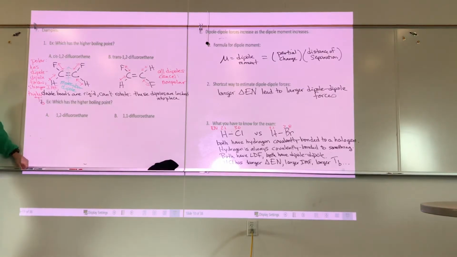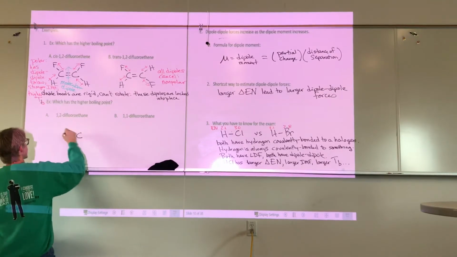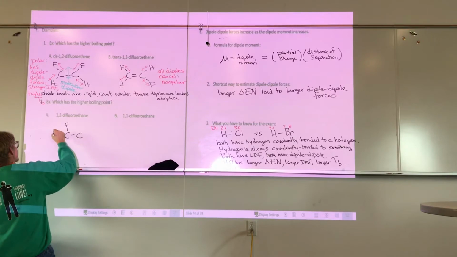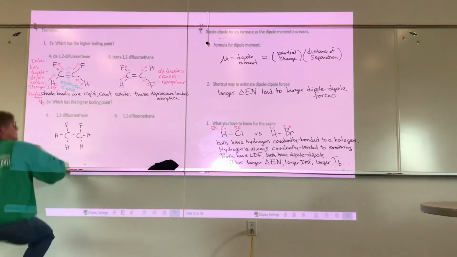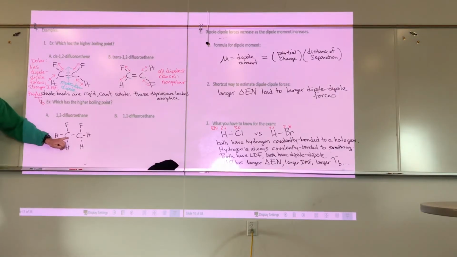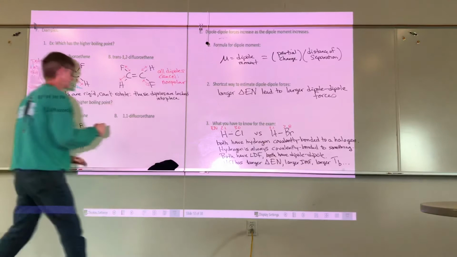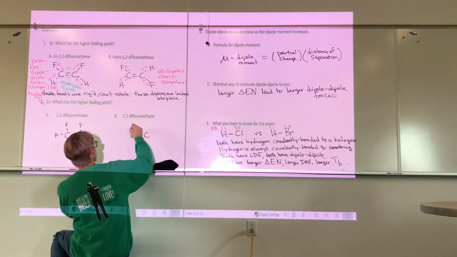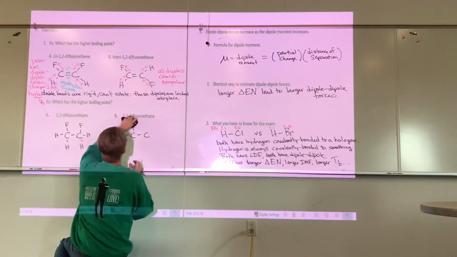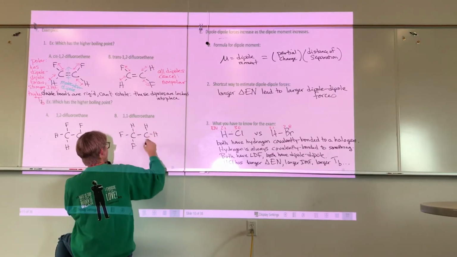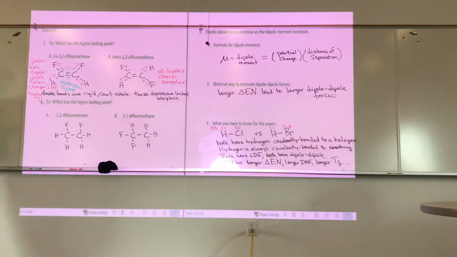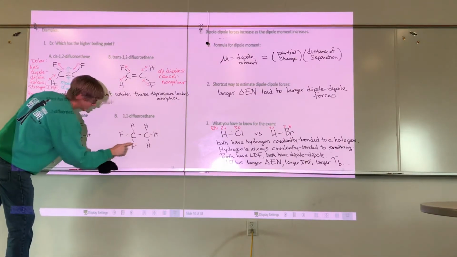This one's going to be 1,2-difluoroethane, F, 2 carbons connected by a single bond. 1,2 means that one of the fluorines is on the 1 carbon and the 2 carbon has another fluorine. Those are both F's, not weird P's.